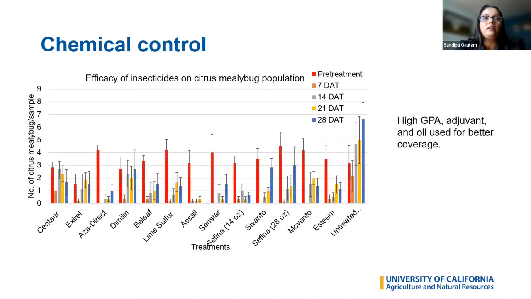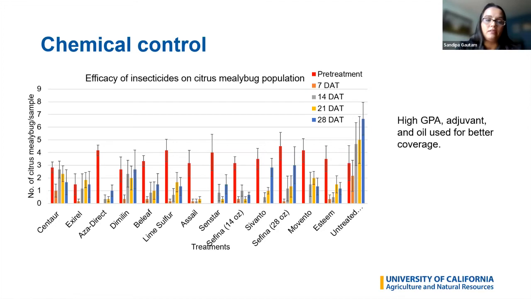The applications were made using high water volume, which is 750 gallons per acre, because mealybugs are interior canopy pests and we wanted to reach them. In addition to using high GPA, we also used adjuvants and oil, 0.5%, 1% oil, for better coverage. For some of the insecticides like Movento, a low volume of 125 gallons per acre was used, because it works better with a low spray volume.